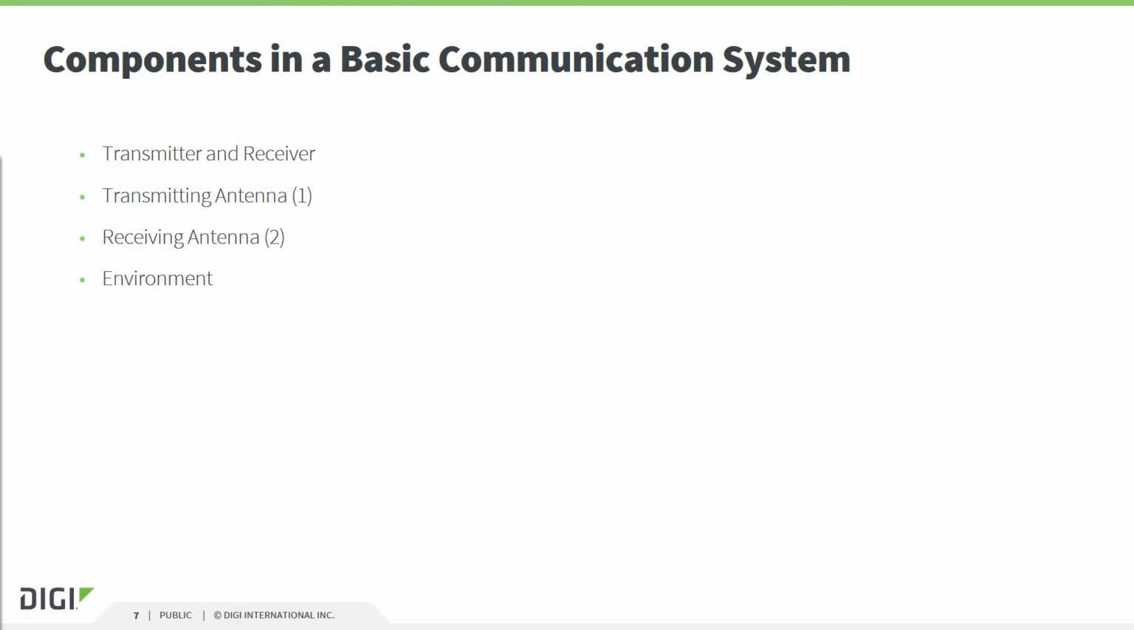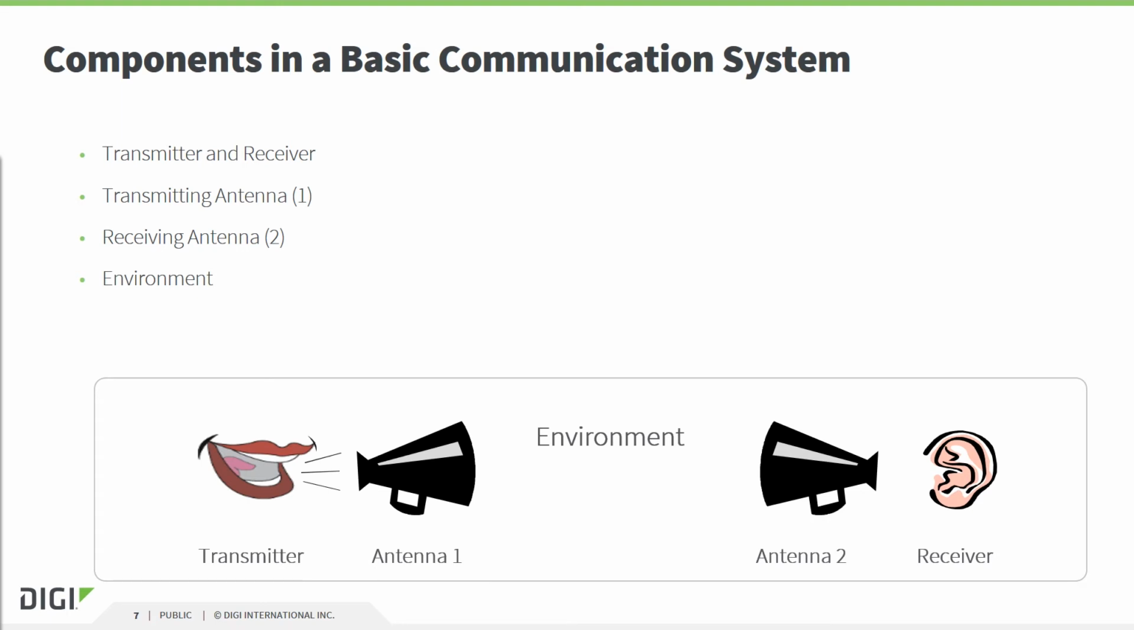So in a basic communication system, you will have a transmitter and receiver, and in the middle two antennas, and also the air or the environment where the electromagnetic wave needs to travel through.